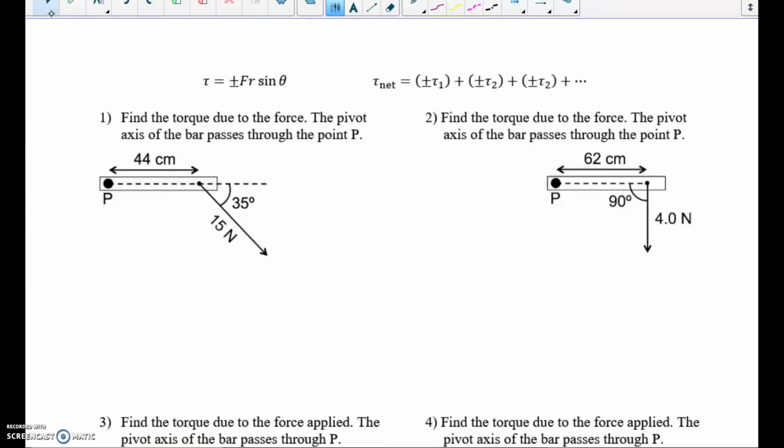When we do torque problems, we use force times distance times the sine of the angle. We add that positive or negative in ourselves, depending on whether the thing would rotate clockwise or counterclockwise. Okay, here's the first one.